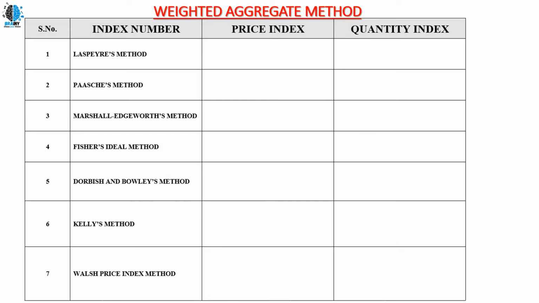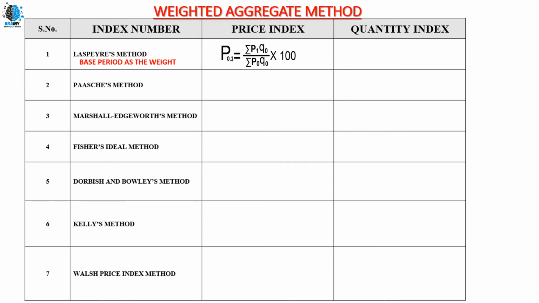As I told you at the beginning of this video, here is a shortcut to remember all the 7 index numbers under the weighted aggregate method. We have all the 7 index numbers on the screen. Let's see how to remember these formulas quickly. If you remember the formulas of the Laspeyres and Paasche methods, the remaining 5 formulas are derived from these two. As you know, Laspeyres has given the weight to the base period.